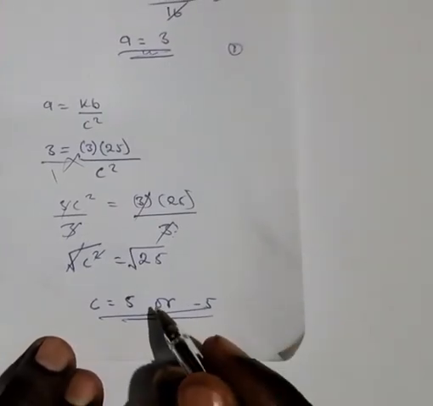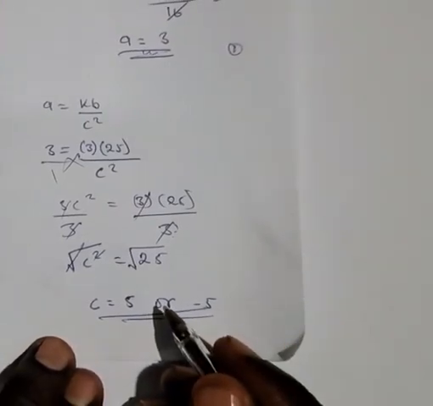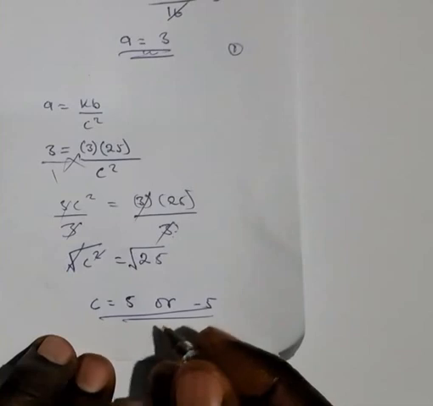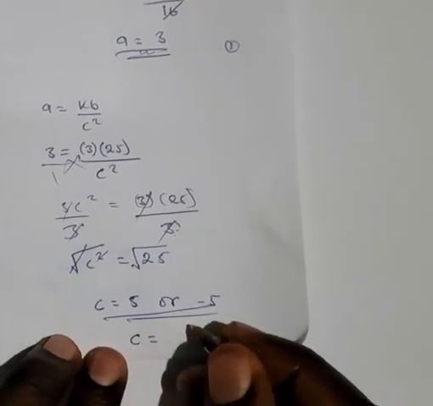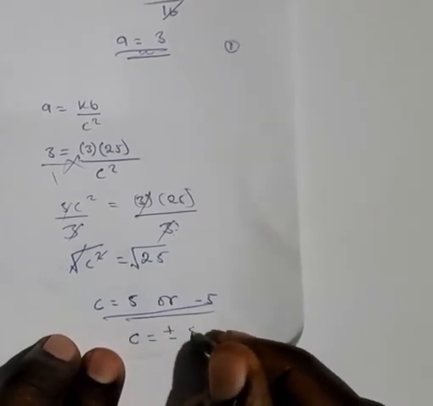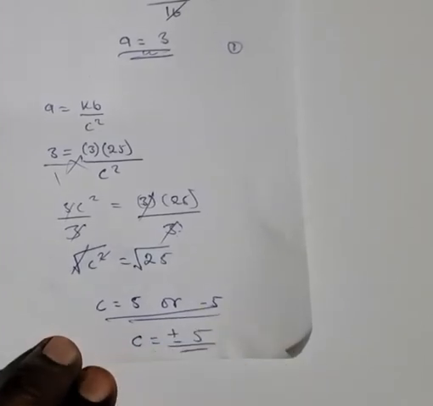Because if you write 1, they just give you half a mark. But you can write, say, C is equal to plus or minus 5. This one is just the same as that one.